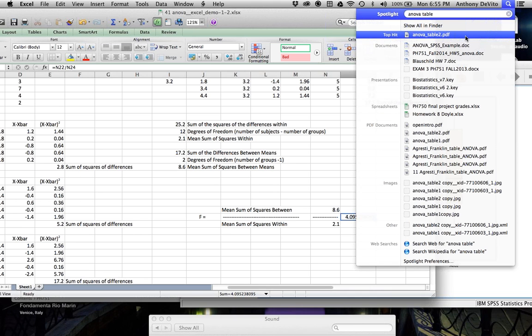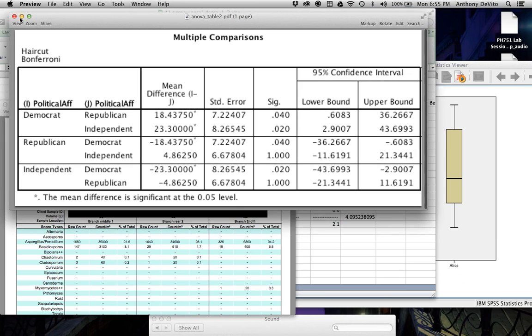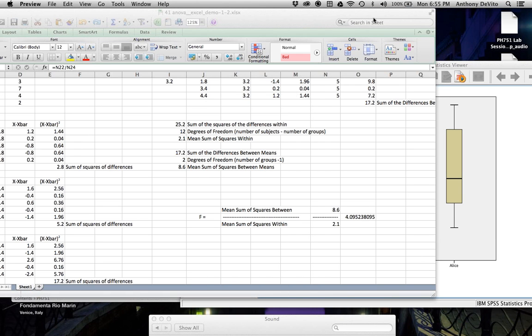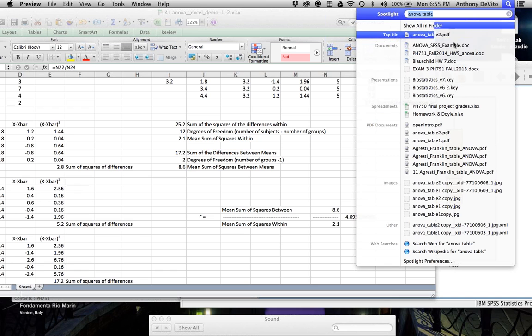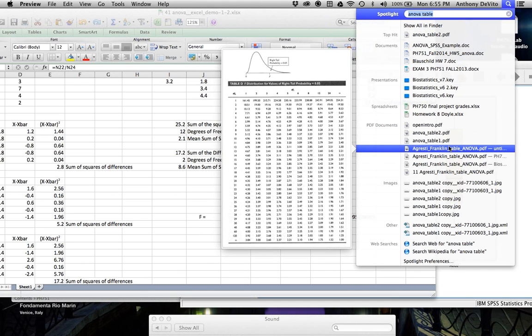Okay, here we go. I'm going to open this table up. Oops, wrong table. Hang on a second. I must have it on Blackboard, right? Is there a table on Blackboard? Yes, here it is. I got it.